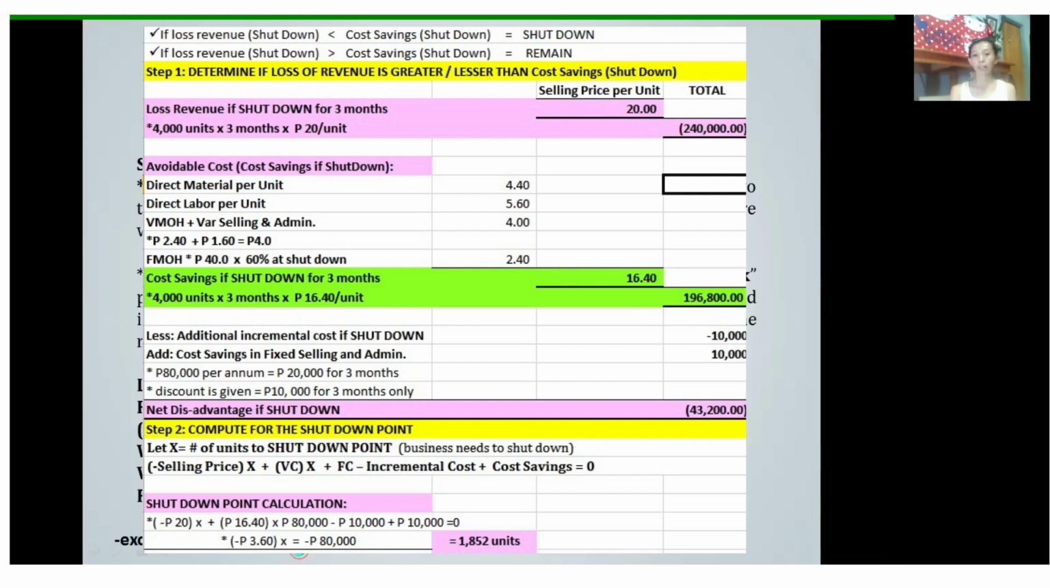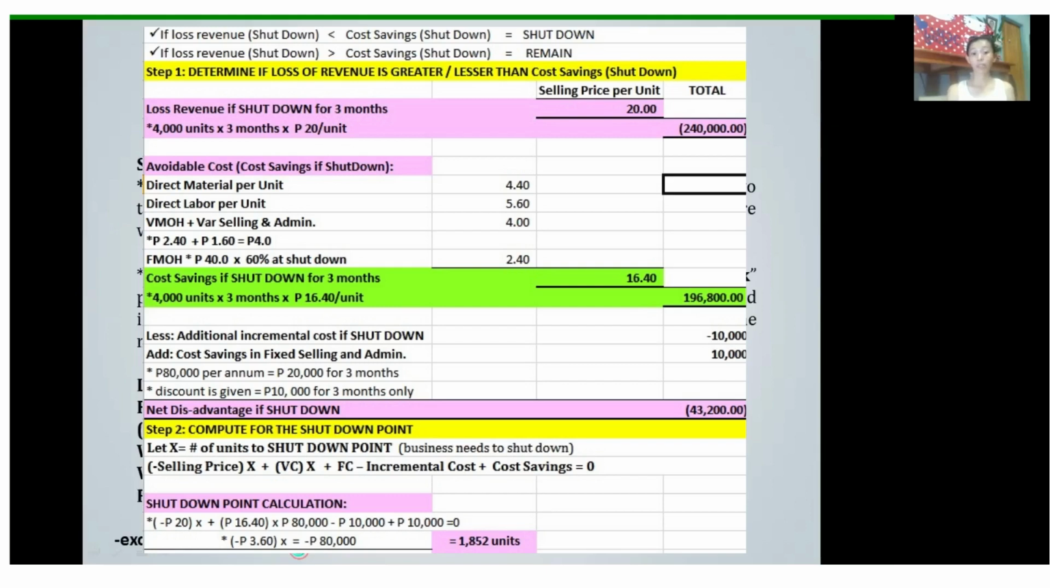That's the limited time wherein they have to decide whether to shut down. And then times 20 pesos, which is the selling price. We come up with 240,000 pesos. This is the loss of revenue if we are going to shut down. So we have to compare it with the avoidable cost of shutting down, the cost savings if shut down.